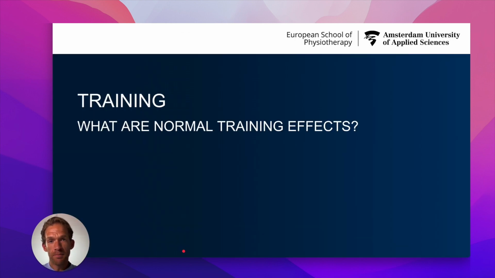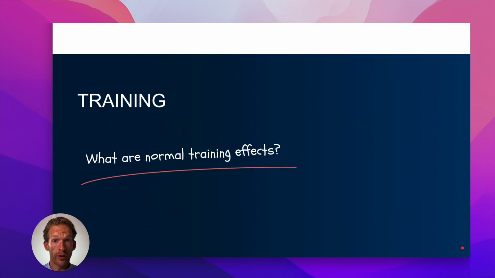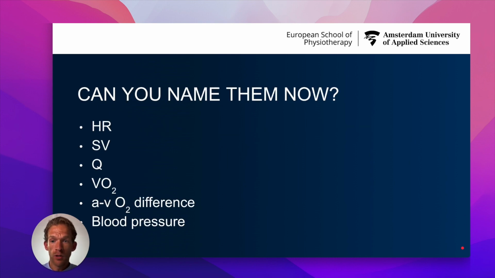So what are the training effects compared to exercise? We saw a lot of short-term instant effects of exercise, but what are the proven training effects of a solid 20 or 30 week training program for aerobic improvements? What are they? Well, first of all, we have heart rate, stroke volume, cardiac output, and VO2. All factors that are part of the Fick equation.